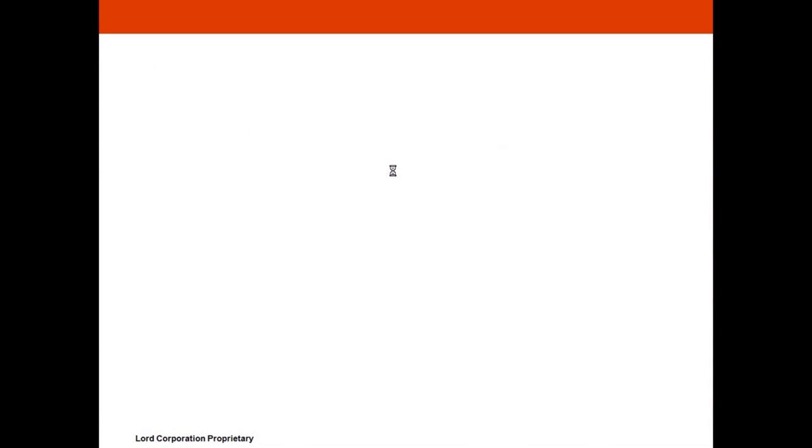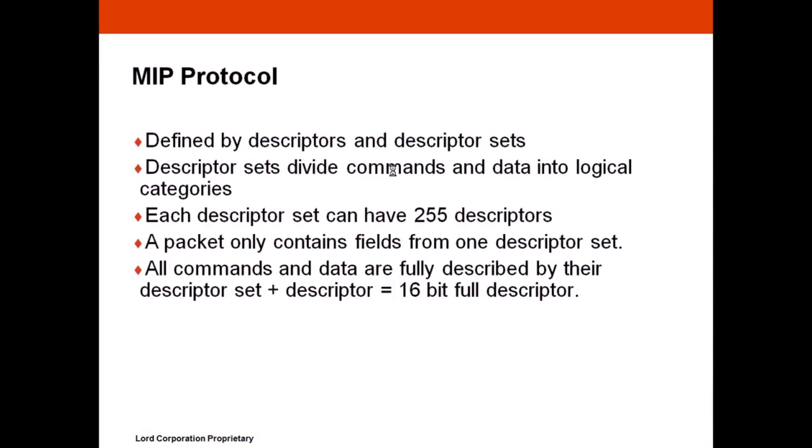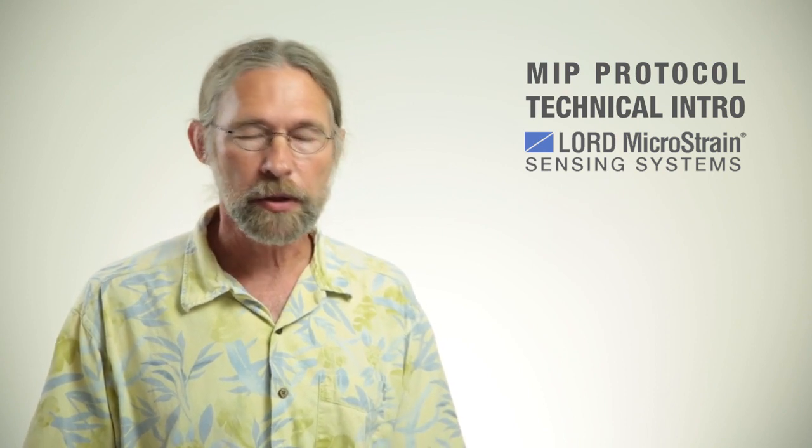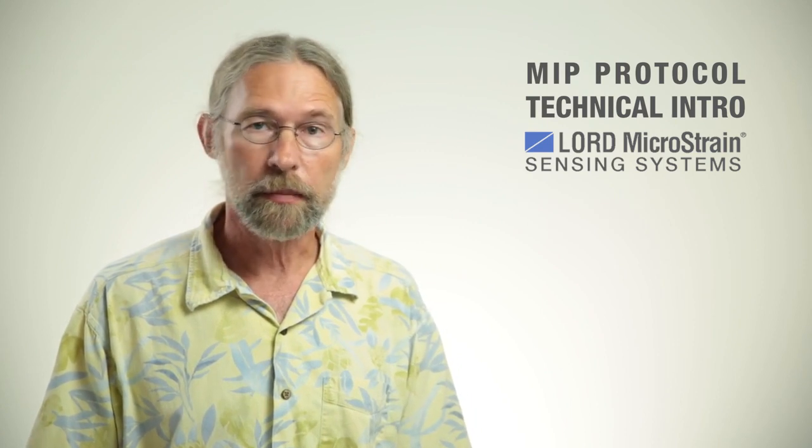The MIP protocol is what the packet supports, and the protocol depends on the descriptors and the descriptor sets. Descriptor sets divide commands and data into logical categories. I'll show you an example very shortly. Each descriptor set can have 255 descriptors, giving you a lot of room to describe different types of data and commands for a given descriptor set.